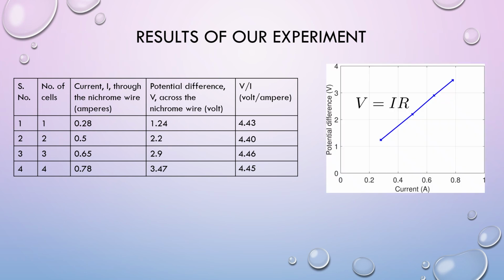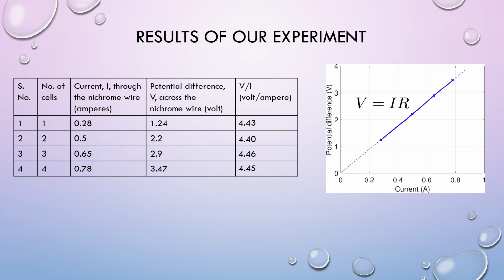Now we will plot a graph with potential difference on the y-axis and the current on the x-axis. So as we can see here, we have the point. For example, the point 0.28 comma 1.24 is this one. The x-axis value is 0.28 and the y-axis value is 1.24. Similarly for this point, the x-axis value is 0.5 and the y-axis value is 2.2. Similarly we do for the other 2 points also. So we plot these 4 points on the graph like this.